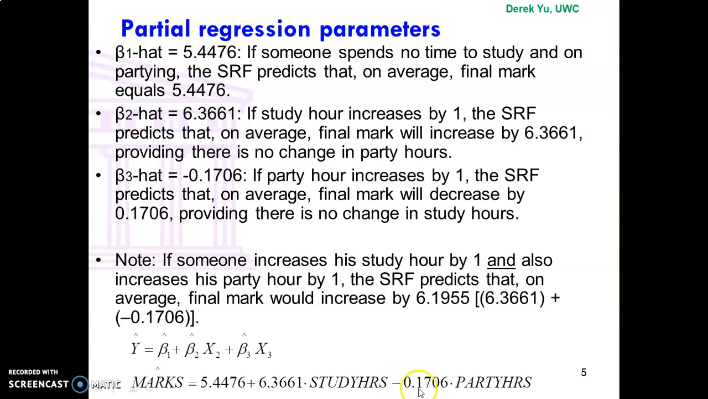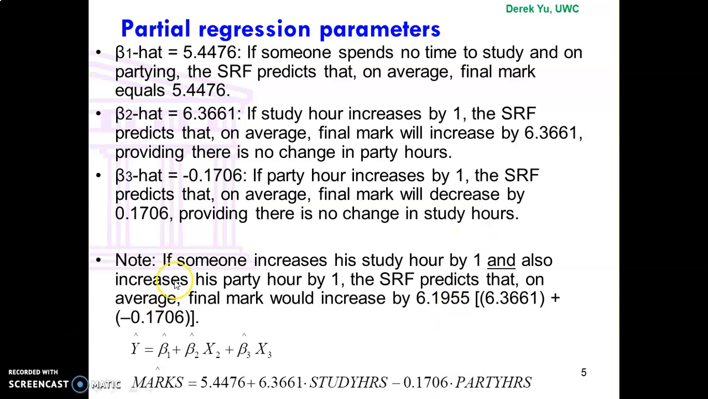And then let's interpret the last slope parameter, B3 hat, minus 0.1706. So it means if x3 party hours increases by 1 unit or 1 hour, the sample regression function predicts that on average, final mark would decrease, see the negative slope parameter, decrease by 0.1706 units or marks, and then the ceteris paribus condition, providing there is no change in your x2 study hours.